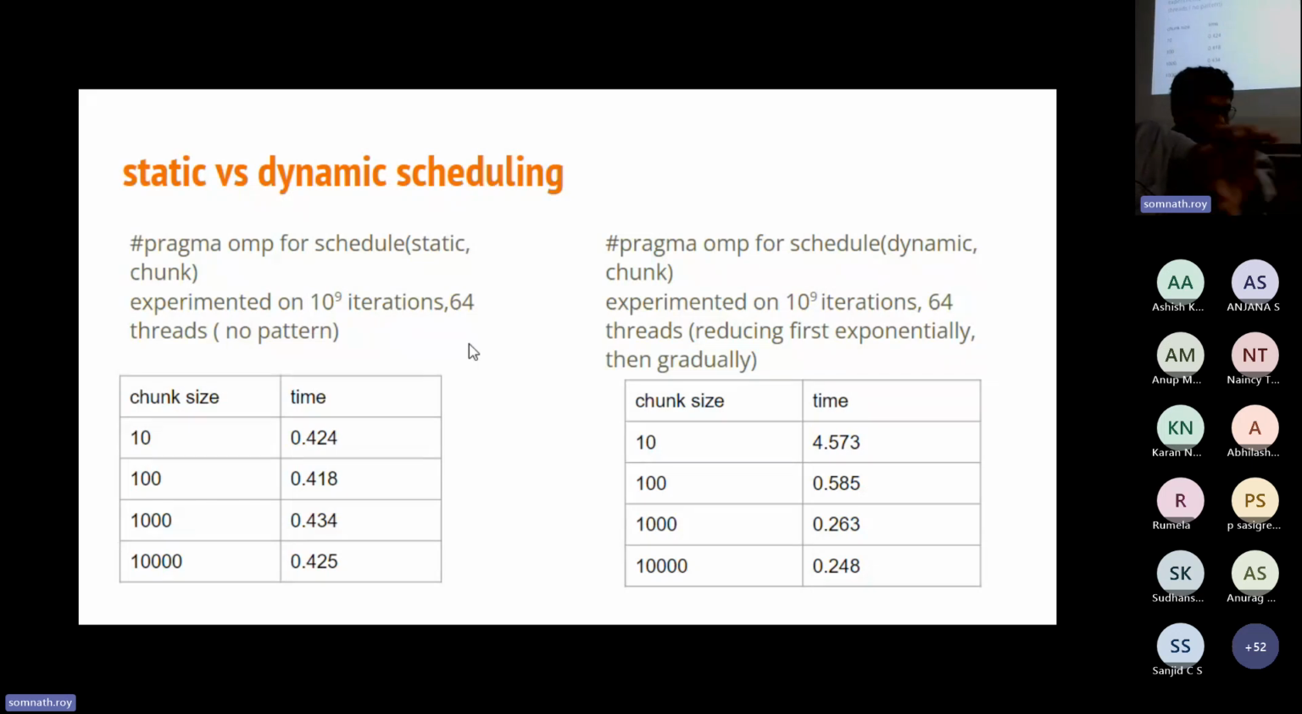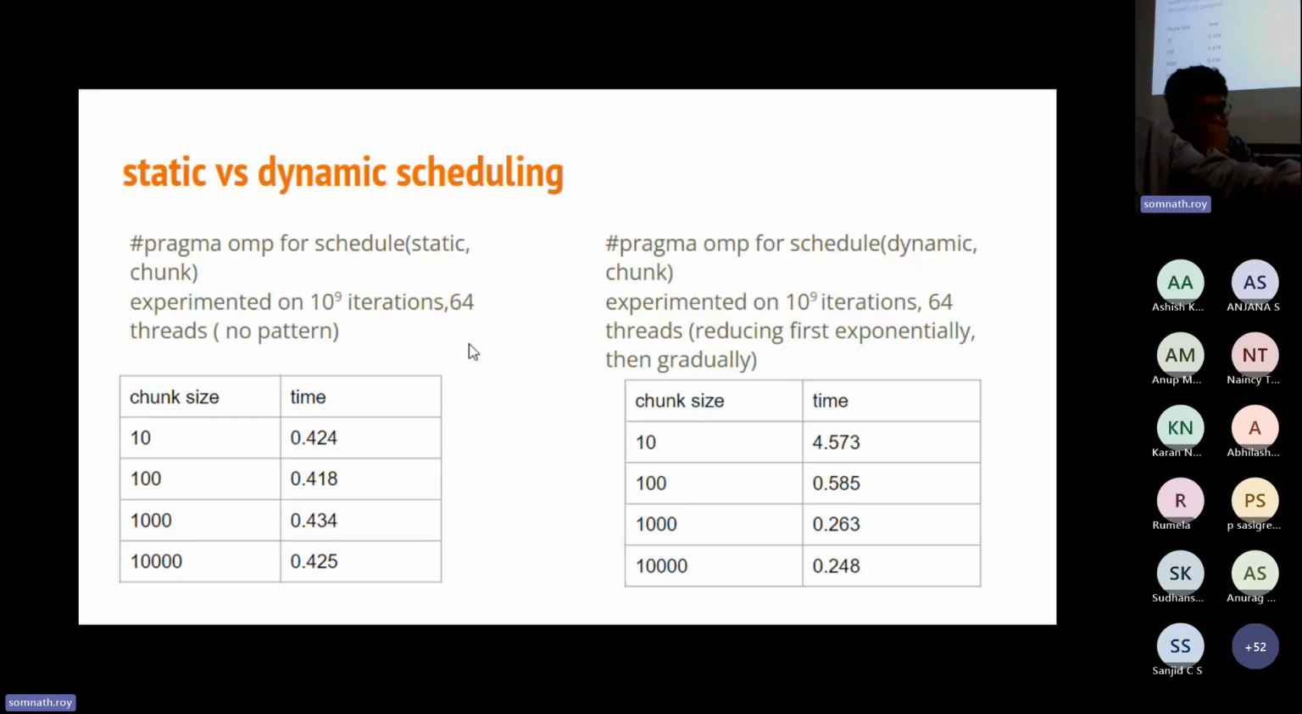But if I give chunk size 10, it will give 10 iterations at a time. Then it has to select again which thread will get this chunk. Then again it has to select. So that selection time, that scheduling overhead, is higher for dynamic. So when the chunk size is small, the dynamic scheduling suffers.